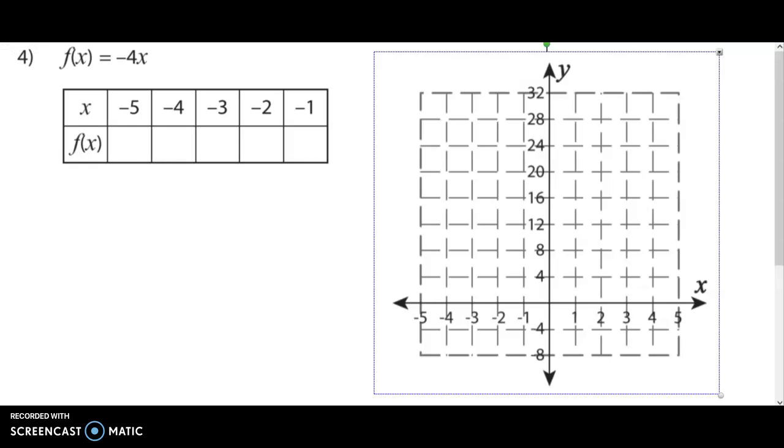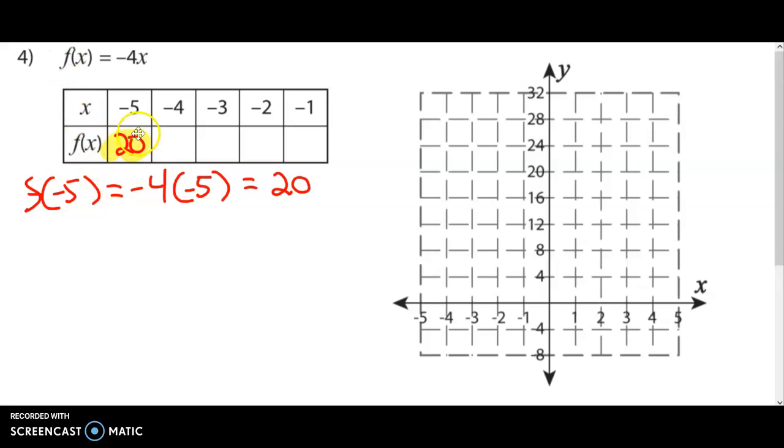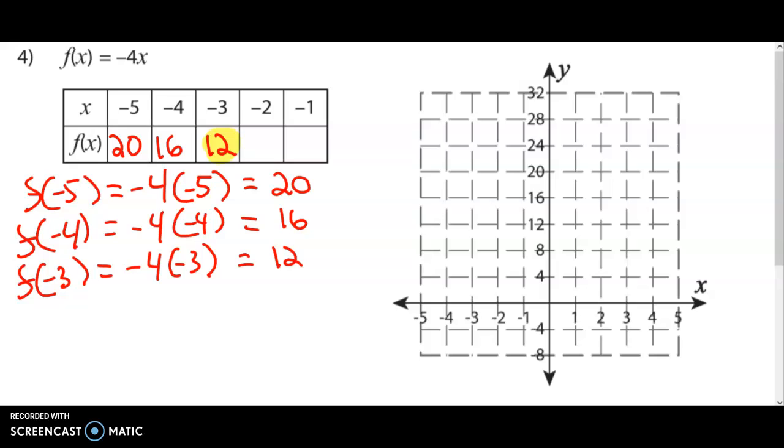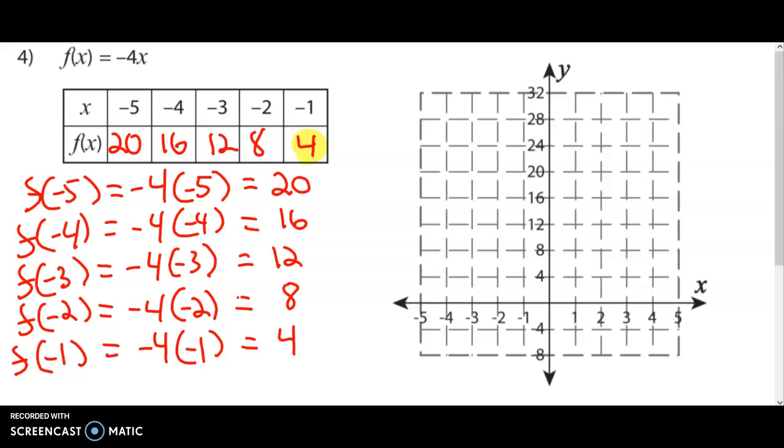So when I plug in negative 5, I get 20. When I plug in negative 4, I get 16. When I plug in negative 3, I get 12. And when I plug in negative 2, I get 8. And when I plug in negative 1, I get 4.